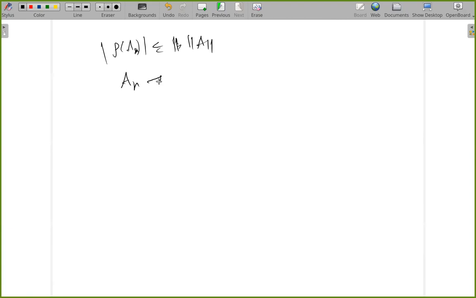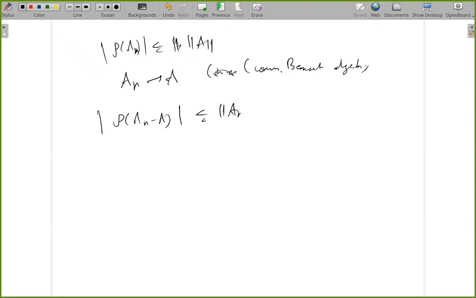So if I have An goes to A in a commutative Banach algebra, so just a reminder, we are in the setting of a commutative Banach algebra. Then what I have is rho of An minus A is less than or equal to the norm of An minus A. So that means rho of An goes to rho of A, right? So this is for all non-zero multiplicative functionals.